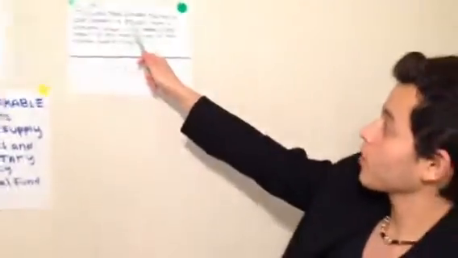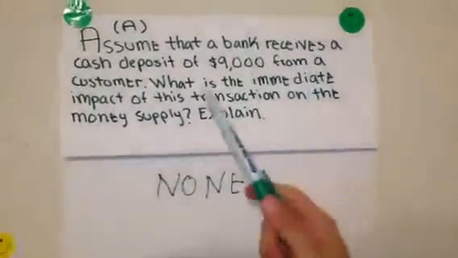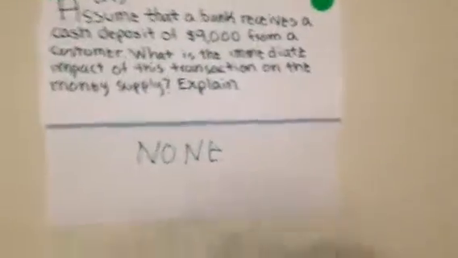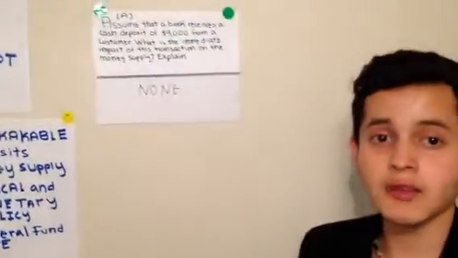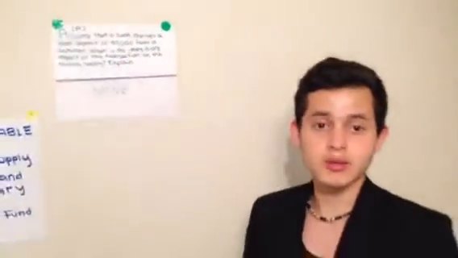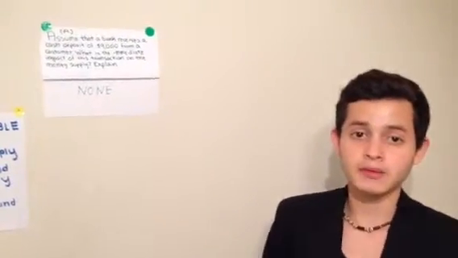Why is that? Well, if we go back, it says that this deposit was deposited from a customer. Therefore, the money that he deposited was already in circulation and didn't add any more money or decrease the money supply, because no loans have been made yet. Okay? Awesome. Let's go over the next one.